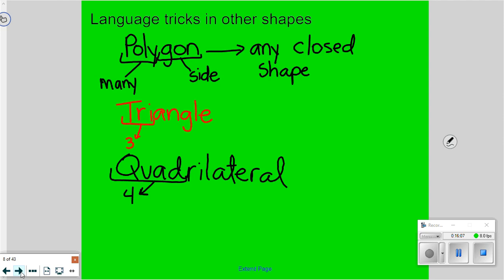Nope. Yeah, because quad has 4. It's a prefix. It's got to happen at the beginning. All right. Next one.